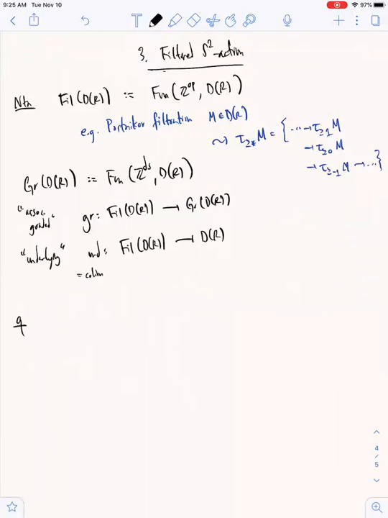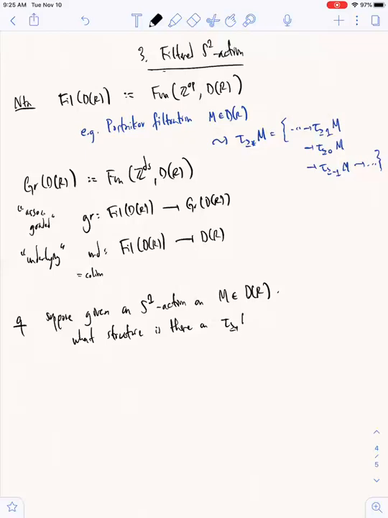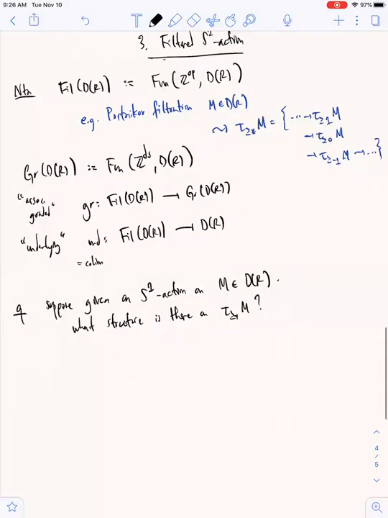Just some setup. Okay, so here's a question. Suppose given an S1 action on M in the derived category, what structure is there on the Postnikov filtration? This is the basic thing that happens in the HKR filtration. Classically, you have Hochschild homology of a smooth algebra. That's something with S1 action, and you're taking the Postnikov filtration on that. And I want to understand what structure is on the HKR filtration of Hochschild homology.